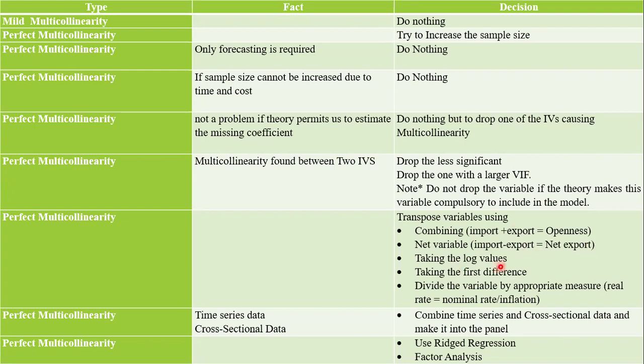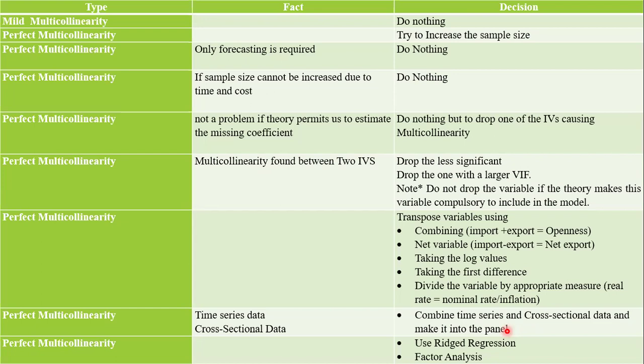You can take the log of the value, you can take the first difference of the values, you can divide the variable by appropriate measure, like real rate is equal to nominal rate divided by inflation. So your measurement may also change the multicollinearity issue. Then if you have perfect multicollinearity in case of time series data and cross-sectional data, combining the time series and cross-sectional data make it into panel. So considering the panel data will also control the multicollinearity issue.